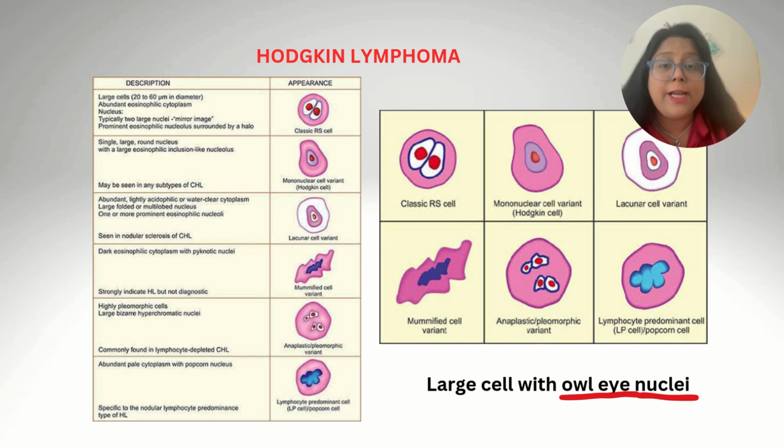Now, mind you, these Reed-Sternberg cells are not only seen in Hodgkin's lymphoma, they can be seen in many other conditions also. But the appearance of Reed-Sternberg cell in lymphomas will give you a clue of Hodgkin's lymphoma.